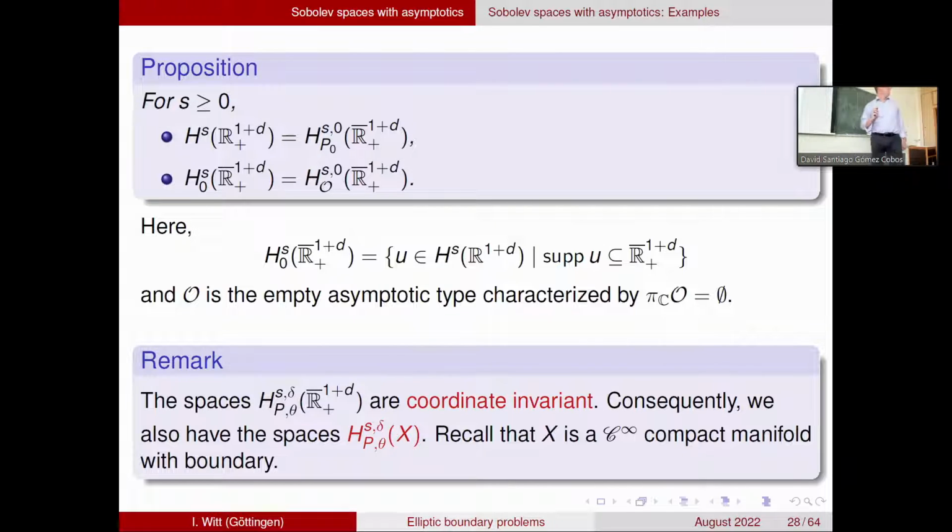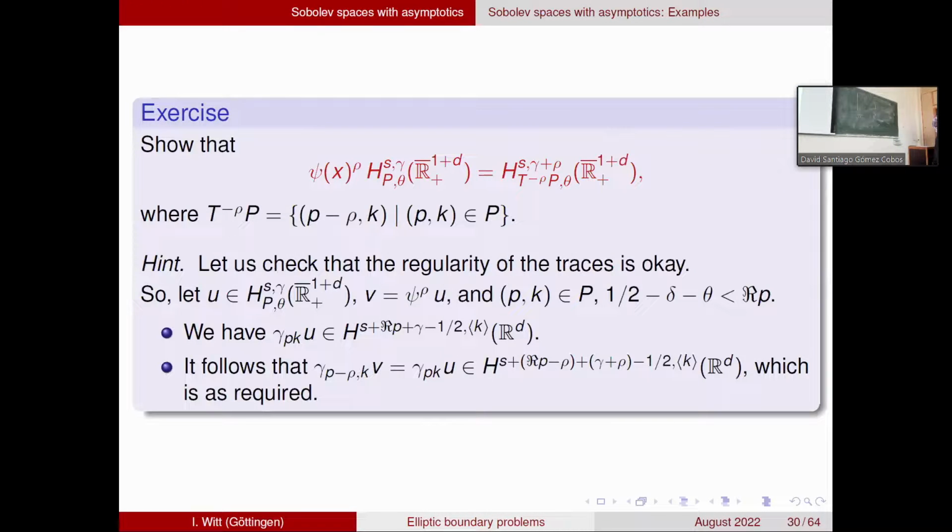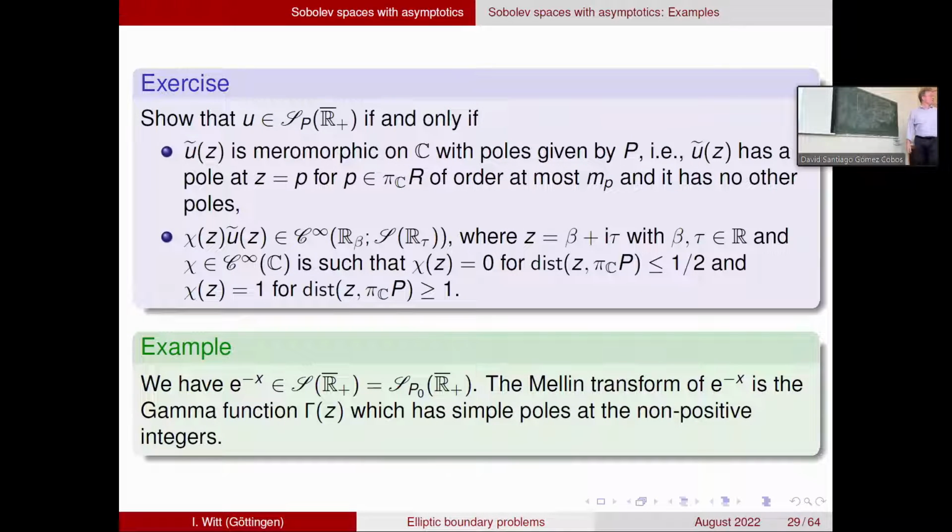Okay. The time is essentially up. Maybe I have two more exercises for you, and then I start.